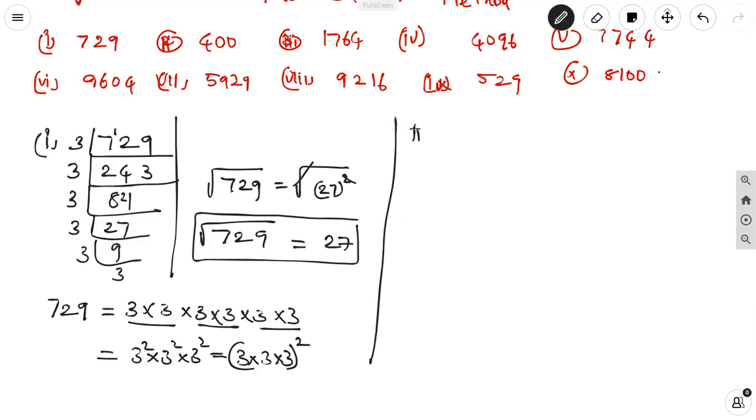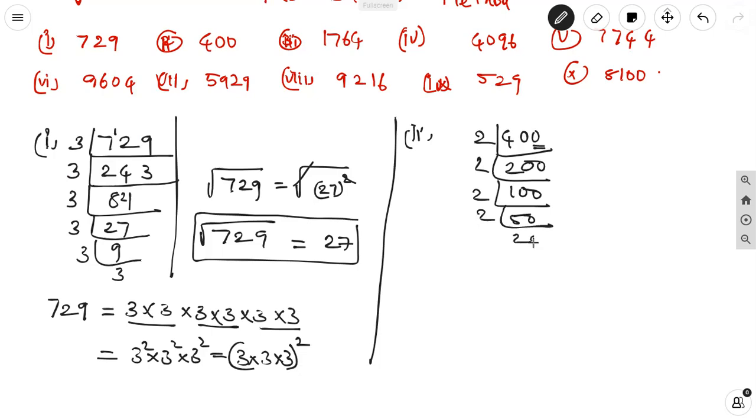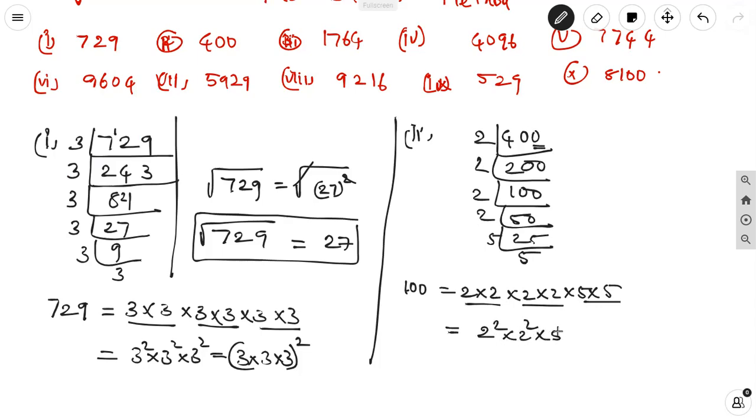In the same way, the second one. It's 400. 400 is an even number, and an even number means we can start with 2. 2 2s are 4, 2 hundreds, 2 50s, 2 25s, 5 5s. So 400 can be written as 2 into 2 into 2 into 2 into 5 into 5. So write in pairs. How many pairs are there?